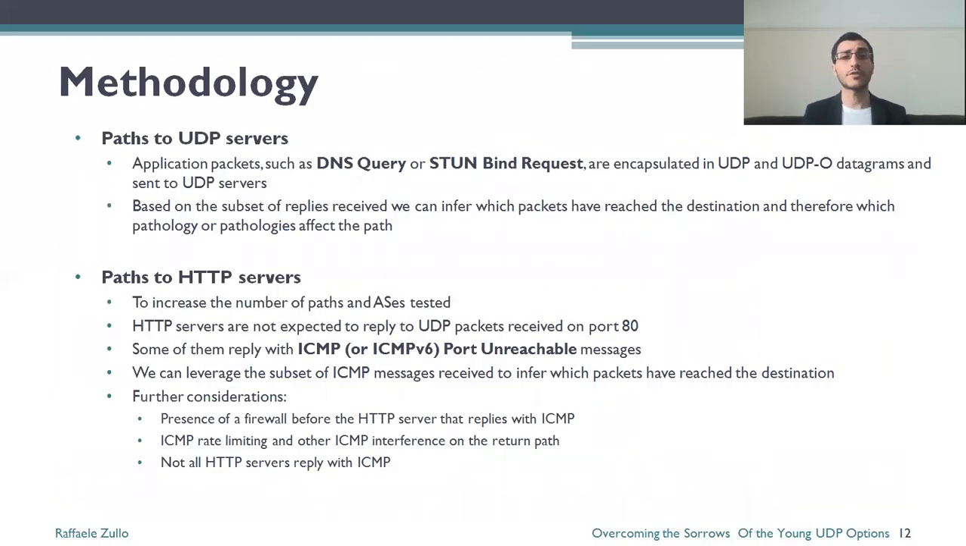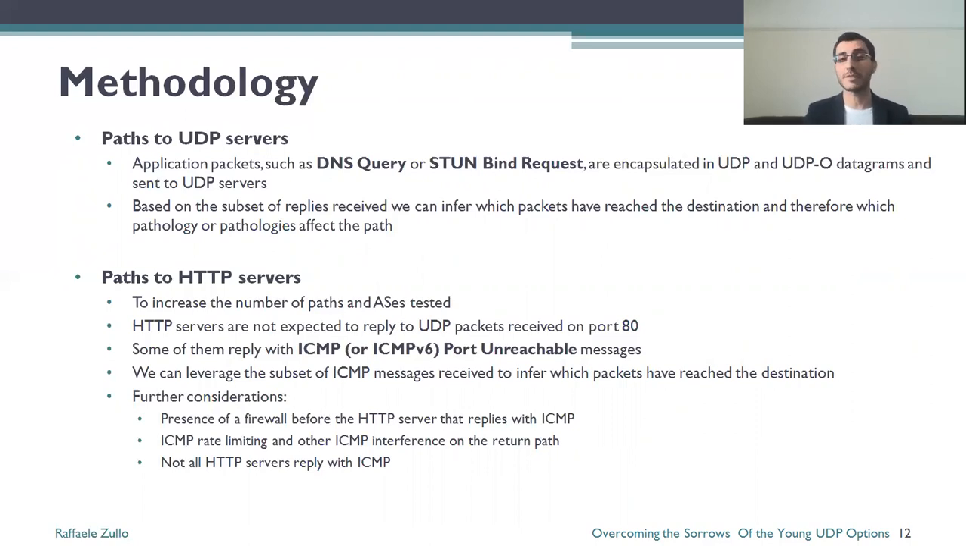And this is what we have done. We have tested the UDP servers using DNS queries or NTP requests. And based on the subset of replies received, we can infer which packets have actually reached the destination. To increase the number of paths tested, we also targeted HTTP servers. HTTP servers are not supposed to reply to UDP datagrams, but some of them reply with ICMP port unreachable, and so we can leverage these messages to infer which packets have reached the destination.